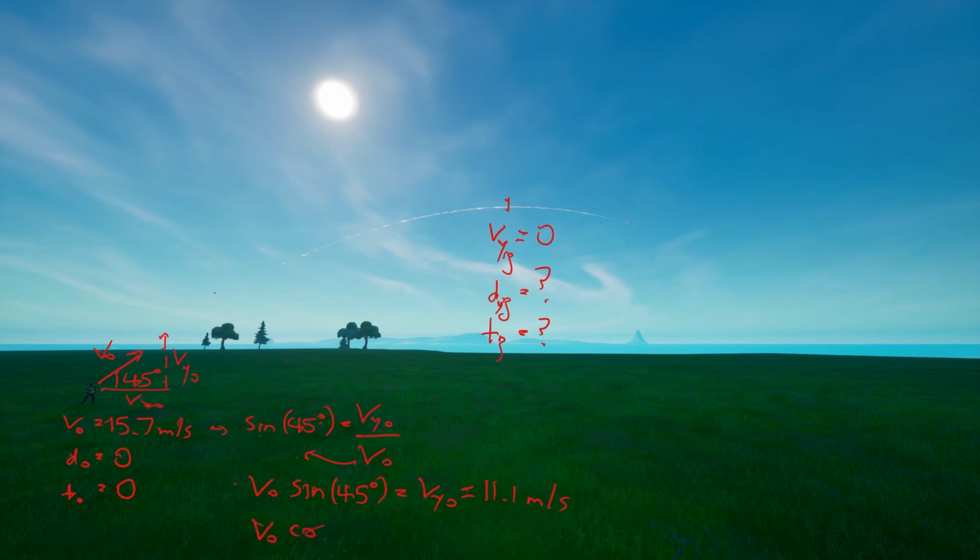And next, we can solve for the horizontal velocity, vx0. And that's simply v0 times the cosine of a 45-degree angle, in the same manner that vertical was sine. So vx0 equals, and the property of a 45-degree angle is that cosine and sine are the same.